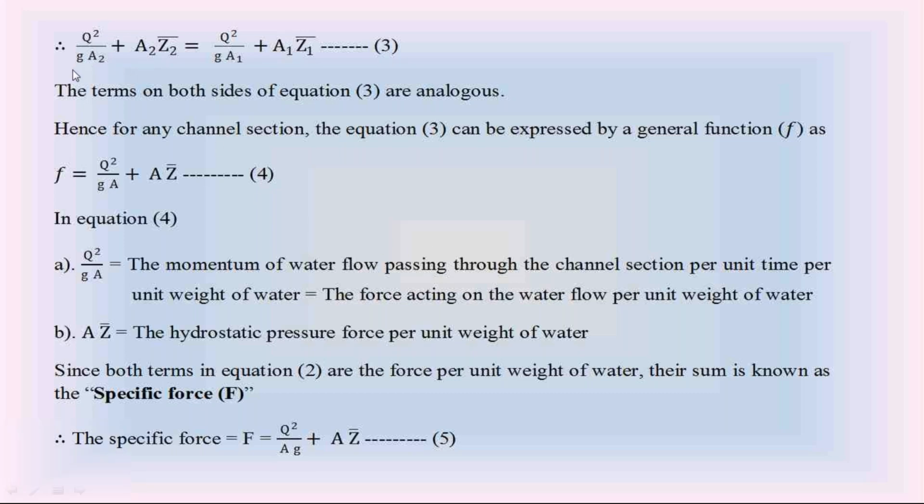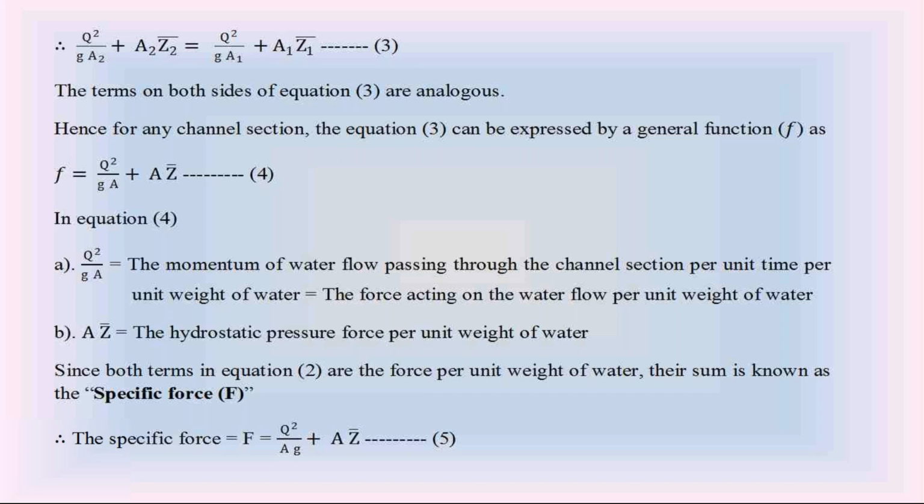For the hydraulic jump from Newton's second law, we got this equation: q square by gA2 plus A2 Z2 bar is equal to q square by gA1 plus A1 Z1 bar. And in this equation, q square by gA is the inertia force acting on the water flow in the hydraulic jump per unit weight of water.